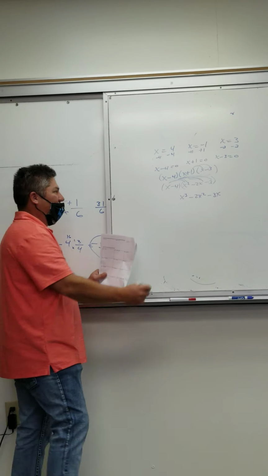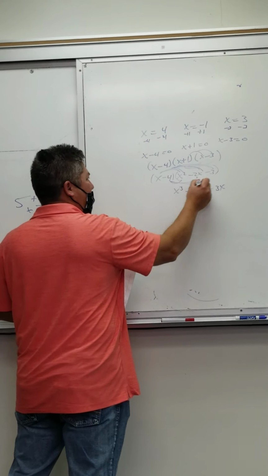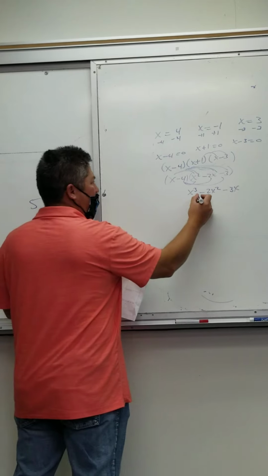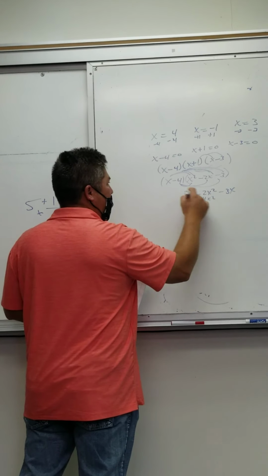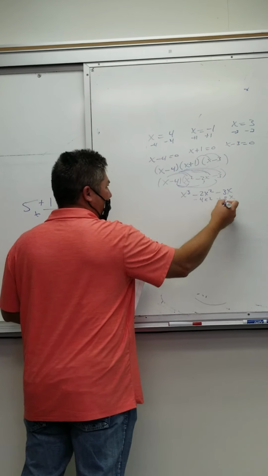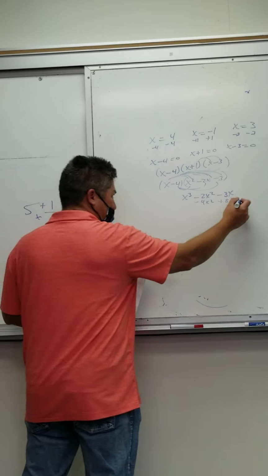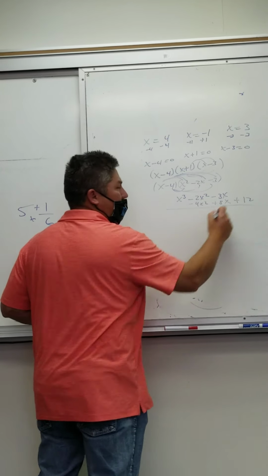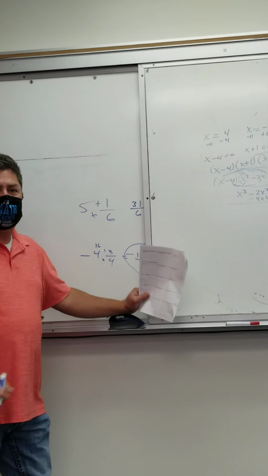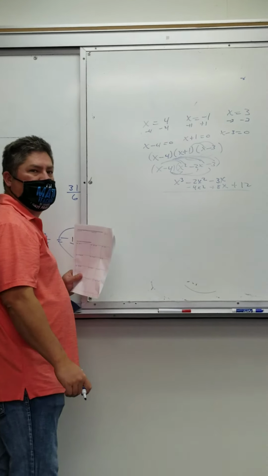Alejandro, distribute the negative 4. Negative 4x squared. Good. Plus 8x. Then what? Plus 12. Make sure you write down your signs there, okay? All right.